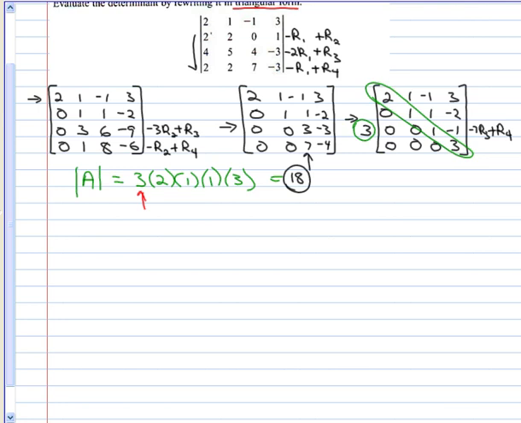So this first 3 right here is from this 3 that I had to factor out to make a 1 right here. The rest of it is this diagonal. I multiplied the diagonal together, but I had to multiply it by that 3 that was in front of it. That is a second way of getting the determinant by making it in triangular form first.